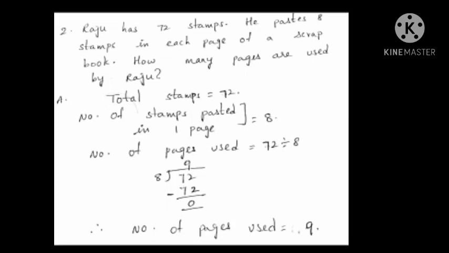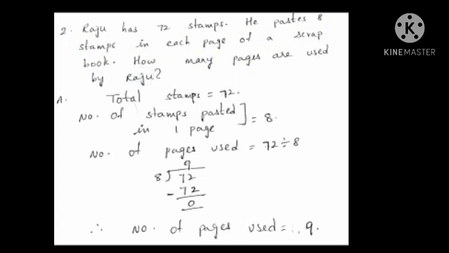Second question. Raju has 72 stamps. He pastes 8 stamps in each page of a scrapbook. How many pages are used by Raju? Once again I am repeating the question. Listen carefully, children. Raju has 72 stamps. He pastes 8 stamps in each page of a scrapbook. How many pages are used by Raju?